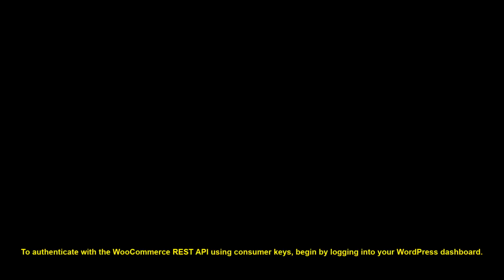To authenticate with the WooCommerce REST API using consumer keys, begin by logging into your WordPress dashboard. Navigate to the WooCommerce settings section. Click on the Advanced tab. Select REST API from the submenu. Click on the Add Key button to create a new key.